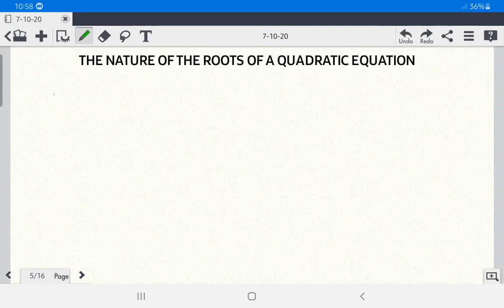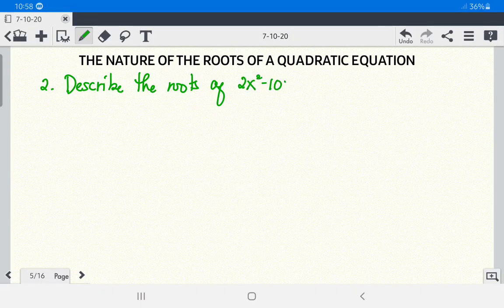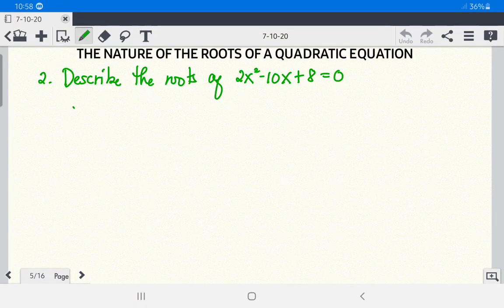Okay. Number 2, describe the roots of the quadratic equation 2x squared minus 10x plus 8 equals 0. So, let us identify the values of a, b, and c. So, a here is positive 2, from 2x squared. The value of b is negative 10. Then the value of c is 8.